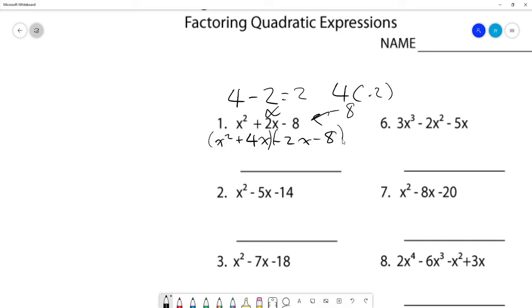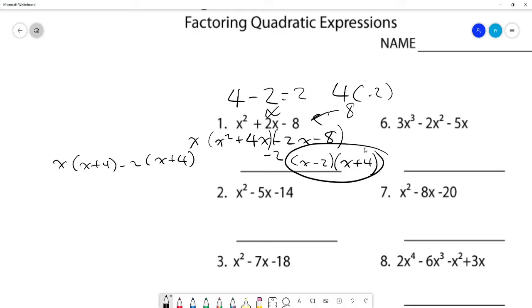Factor these out by putting parentheses around the first two terms and the last two terms. Find a common factor in both of them, which is going to be x here, and this is going to be -2. Combine these terms. It's going to be x minus 2, and I'm going to write the final result out here for a little more space: x plus 4 and x minus 2. This is our final answer for our first problem.